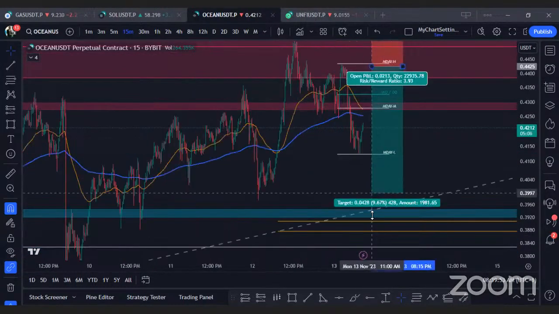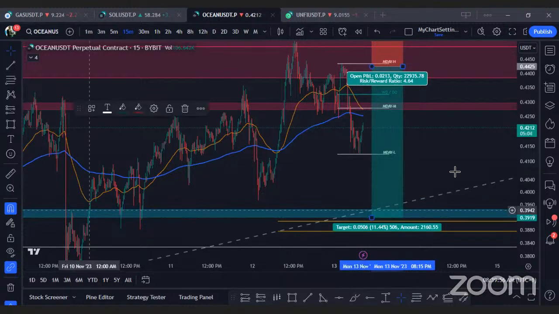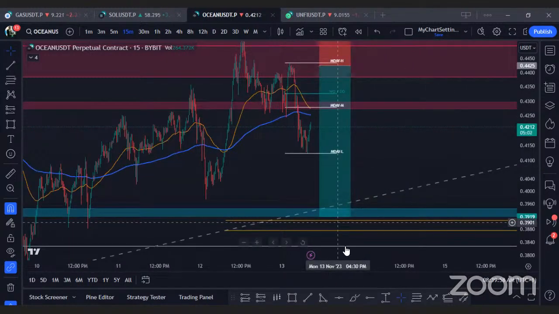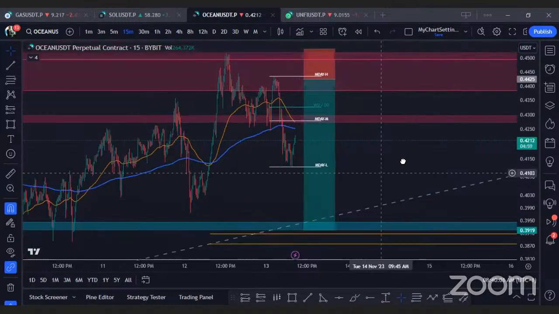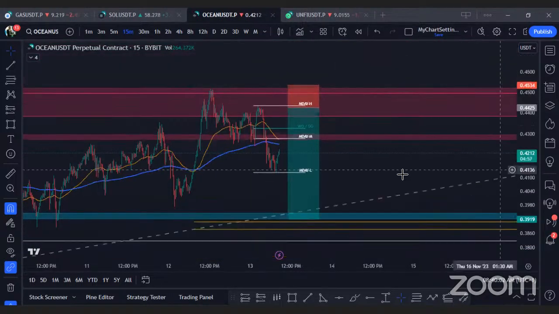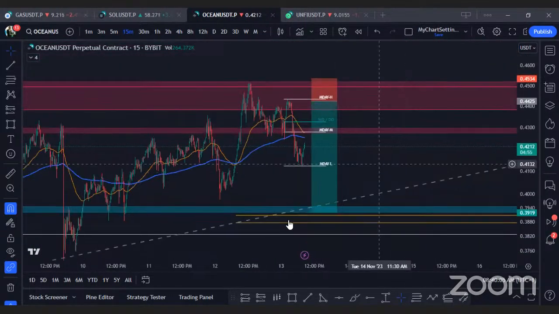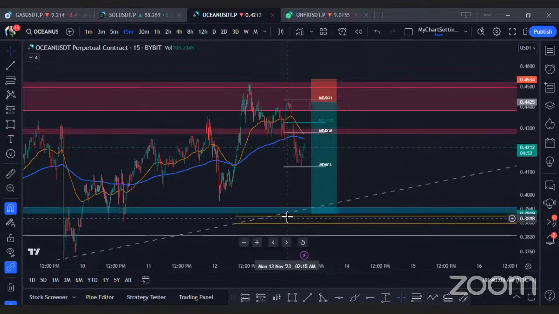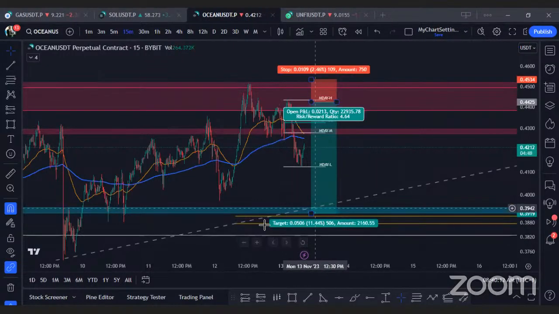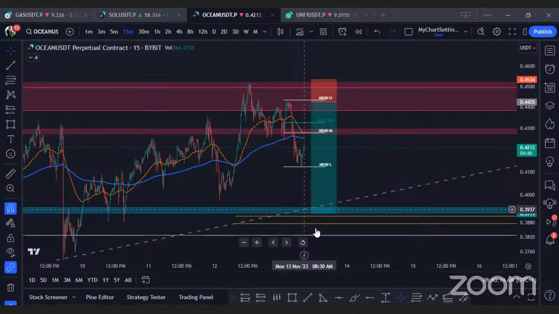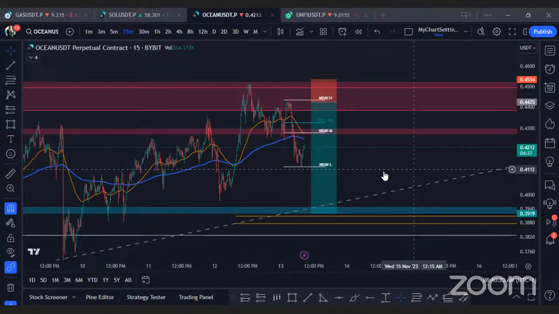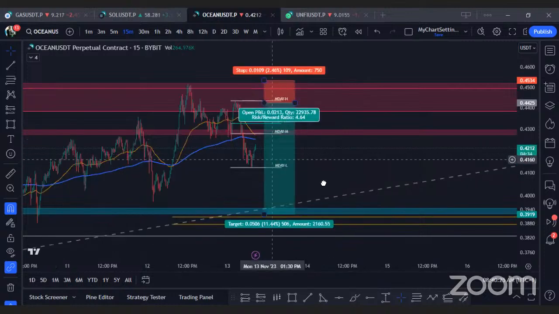Or you can target this support level here, which we have created on the 15 minutes time frame. But if you do wick down to that 382, that would be a good area to start looking for long on Ocean. So anything around this area of 39 down to 38, for leverage stream, when we say anything around, we are saying be looking for entries. 0.39 down to 0.38 will be your entries for long on Ocean.